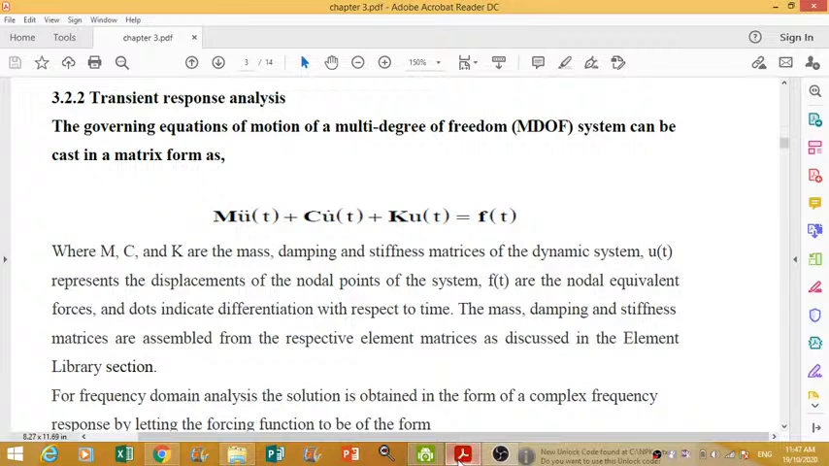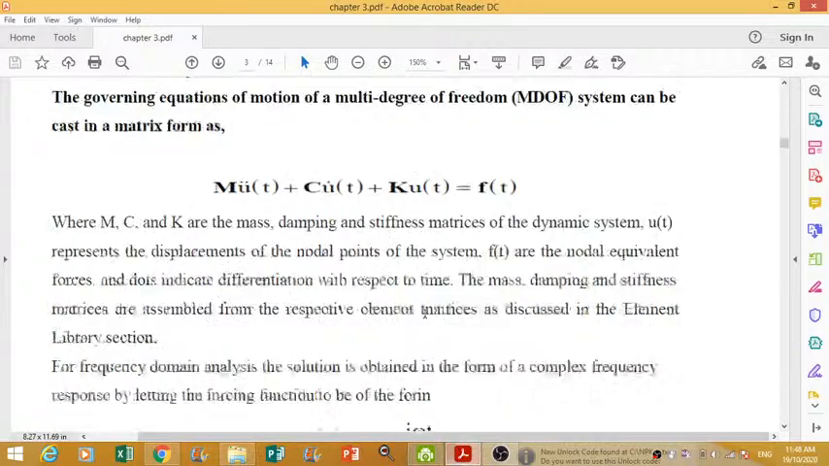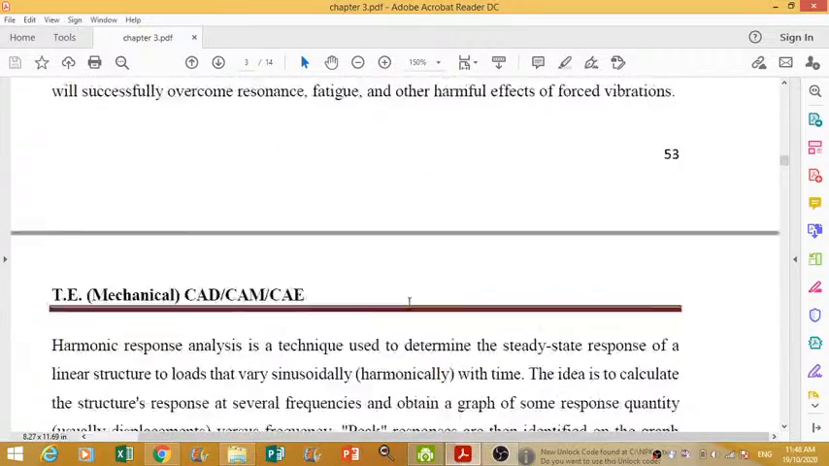Now we will move ahead to the harmonic type of analysis. Regarding the output of this transient analysis, modal analysis, and harmonic analysis, I will discuss it separately in the next lecture. We will see how the graphs are generated for different types of analysis. Now we will see the harmonic type of analysis.